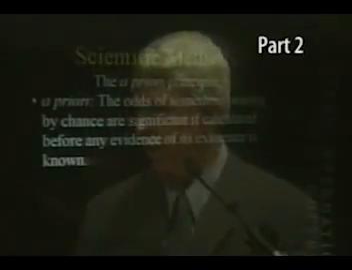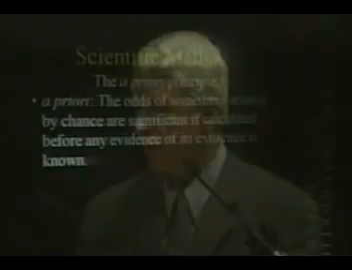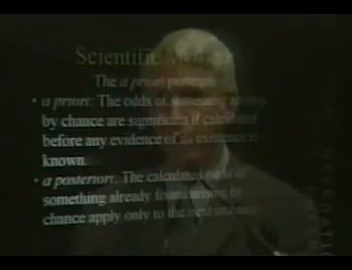So the a priori principle is that the odds of something arising by chance are significant if calculated before any evidence of its existence is known, and a posteriori, the opposite, the calculated odds of something already found arising by chance really apply only to the next instance. That's because lots of million to one, billion to one, even trillion to one coincidences can and do occur in nature, and they're found all over the place. Accidents do happen. In fact, part of randomness includes regularity. If something were claimed to be a random data set and it didn't have some regular patterns in it, it wouldn't truly be random.